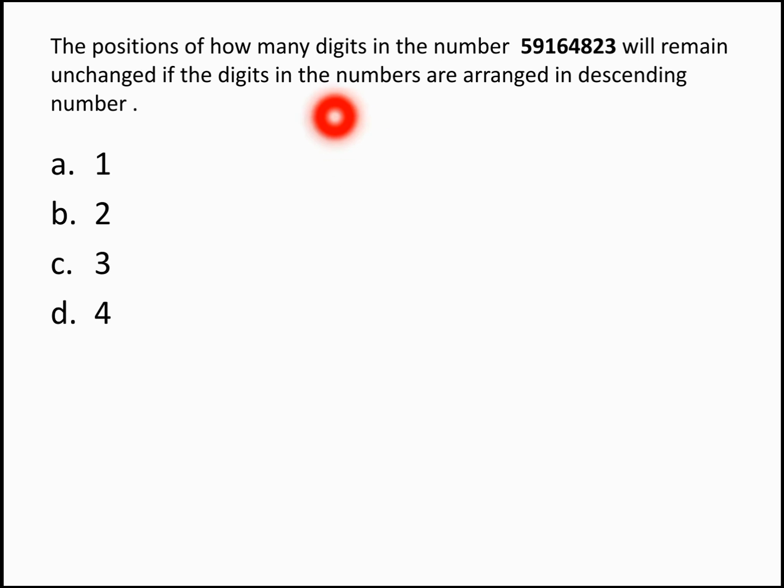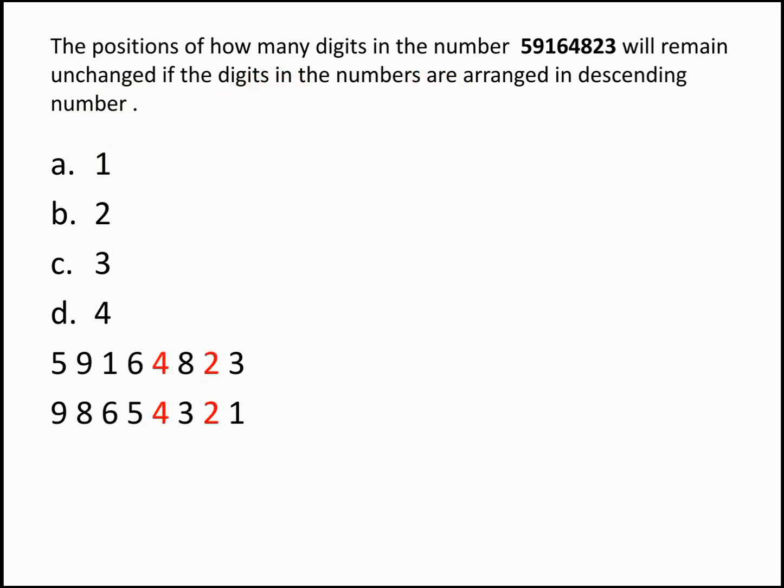The positions of how many digits in the number 59164823 will remain unchanged if the digits in the number are arranged in descending order, right? So 5, 9, 1, 6, 8, 4, 2, 3 is the actual arrangement, and arranging it in descending order you get 4 and 2 that remain unchanged. So the total number of digits that are unchanged is only 2.